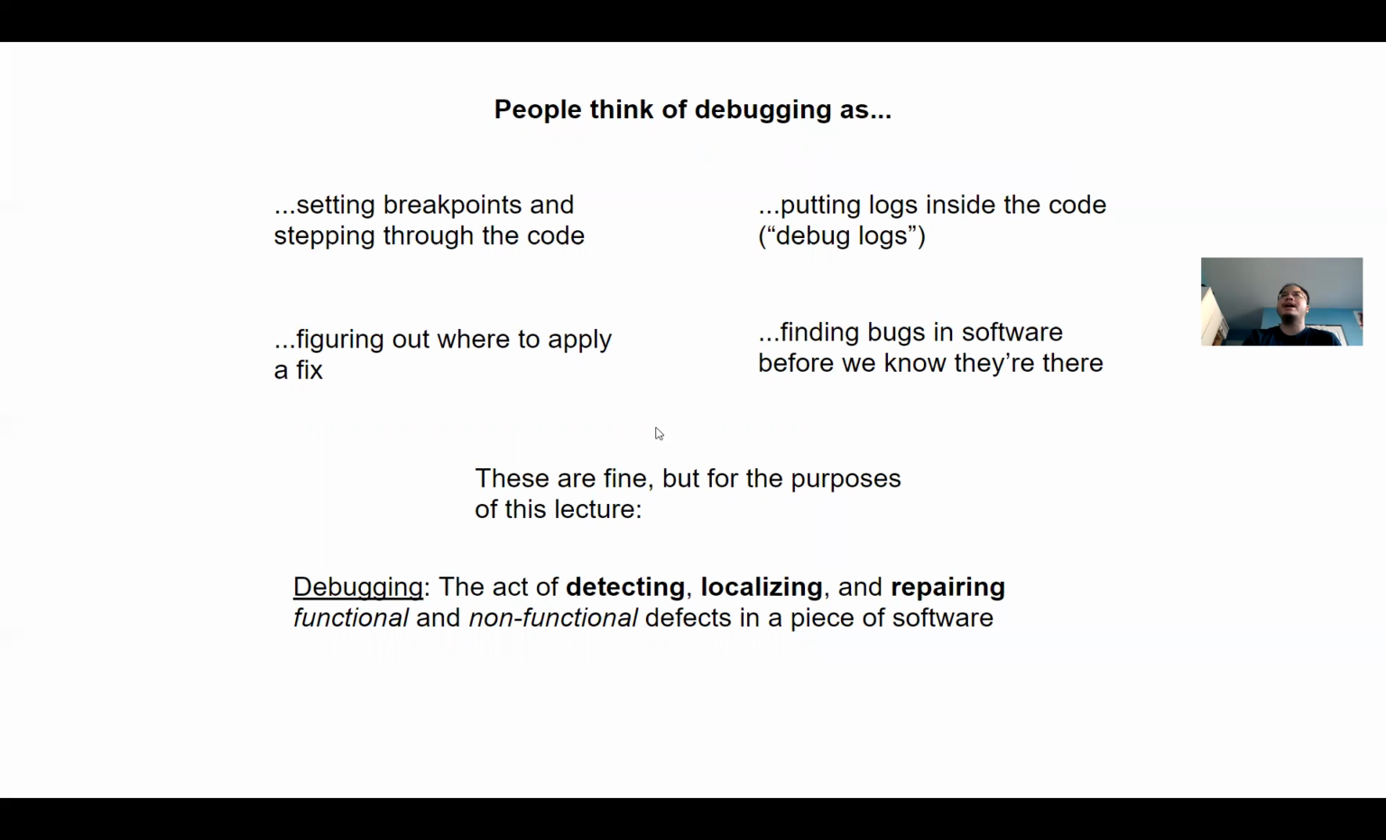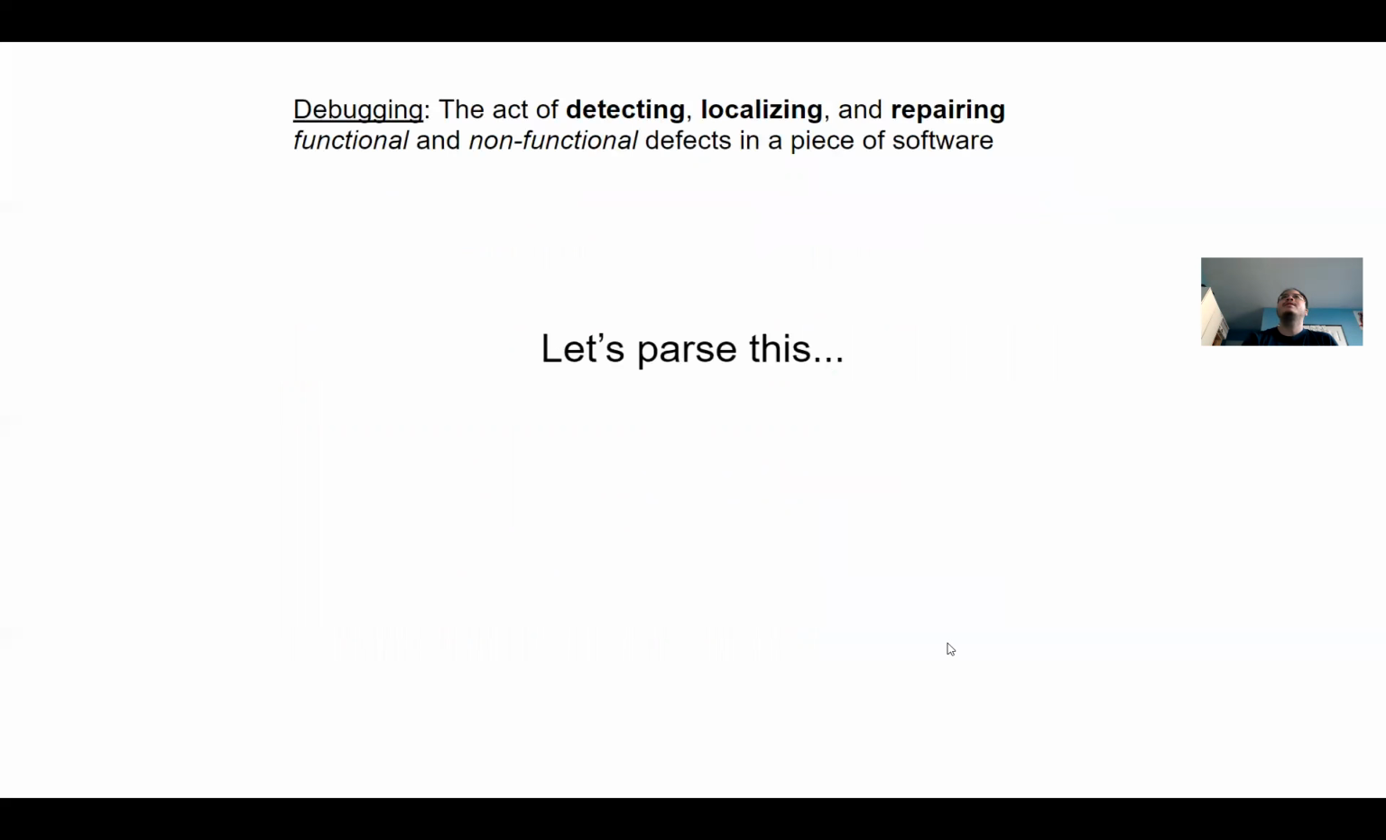But for the purposes of this lecture itself, we're going to be using this more precise definition. So when we talk about debugging in this lecture, we're talking about the act of detecting, localizing, and repairing functional and non-functional defects in a piece of software. Okay, so it's a bit of a mouthful.